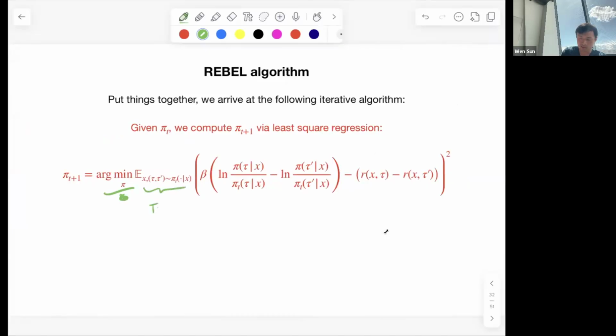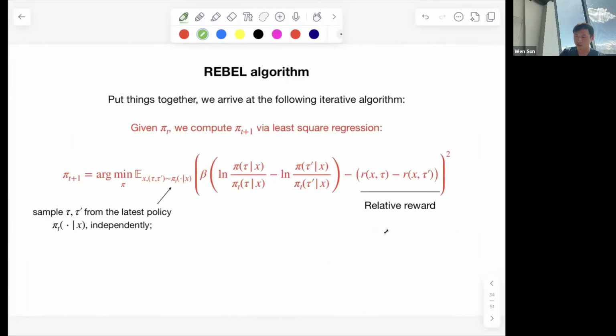This is our training data, training distribution. You sample x from the prompt distribution, you sample tau and tau prime independently from pi t. And then this is your regression target, right? You're trying to predict the reward difference between tau and tau prime, and you're going to treat this whole big thing as your regressor.